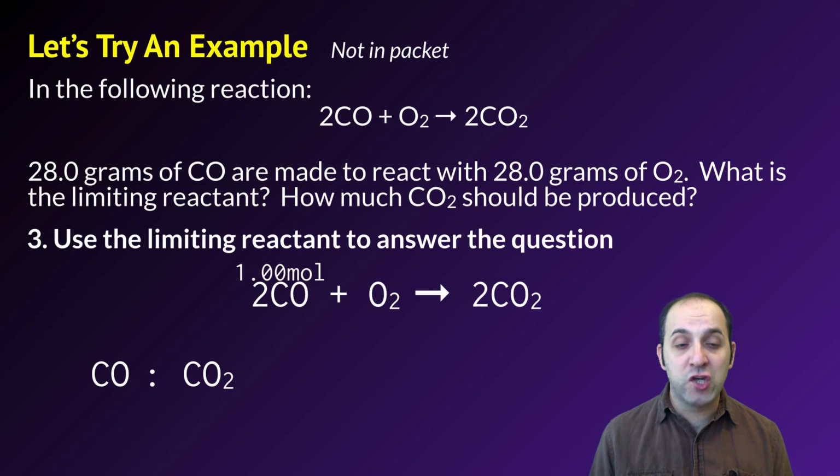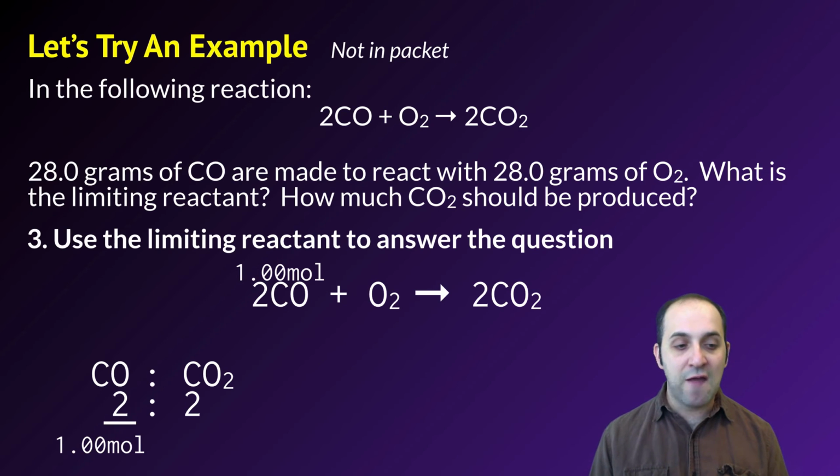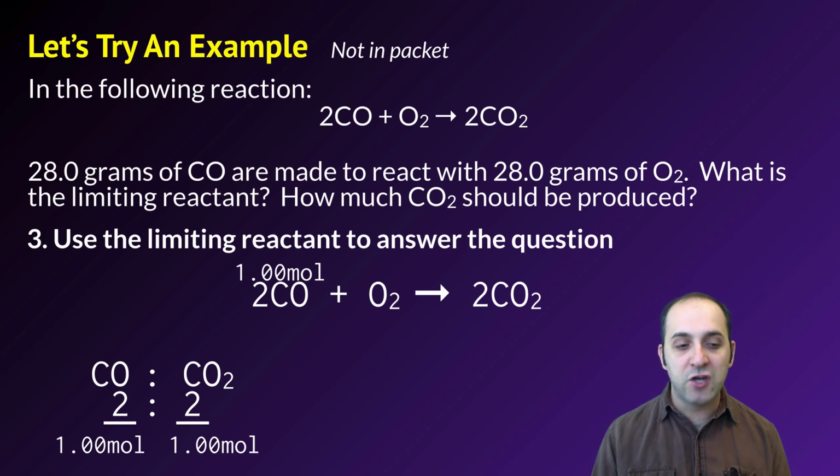Let's look at the mole ratio between carbon monoxide and carbon dioxide. Remember, I only need to worry about my limiting reactant mole ratio. I don't need to worry about the oxygen because I have more of it than I'll use before I use up all of my carbon monoxide. The ratio is 2 to 2, also known as 1 to 1. If I have 1 mole of carbon monoxide, I should expect 1 mole of CO2 to be produced.